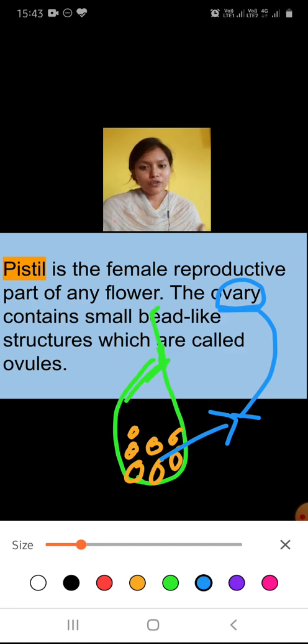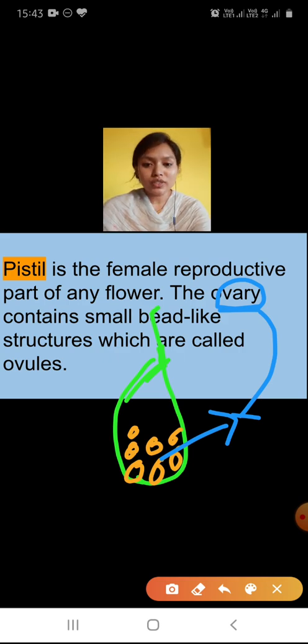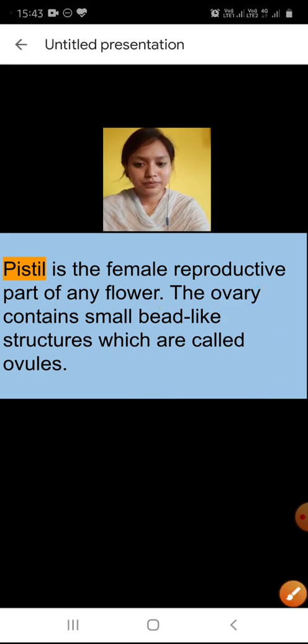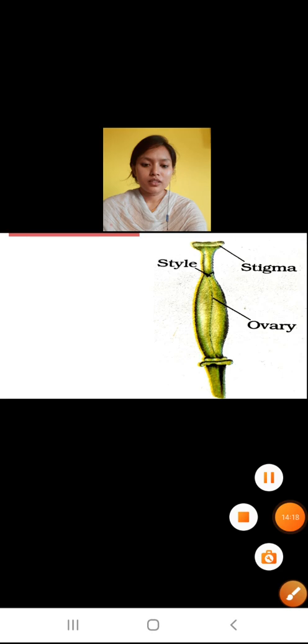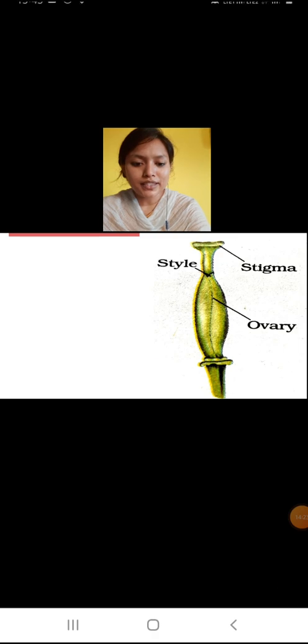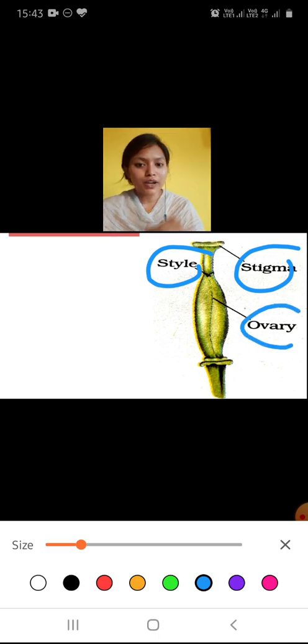So pistil is the female reproductive part of a flower, and inside this, ovules are present. So the ovary is present in the pistil and inside the ovary ovules are present. Now this is the pistil, and in the pistil three main parts are there. First one is style, then stigma, and then ovary. The topmost part of the pistil is known as stigma.